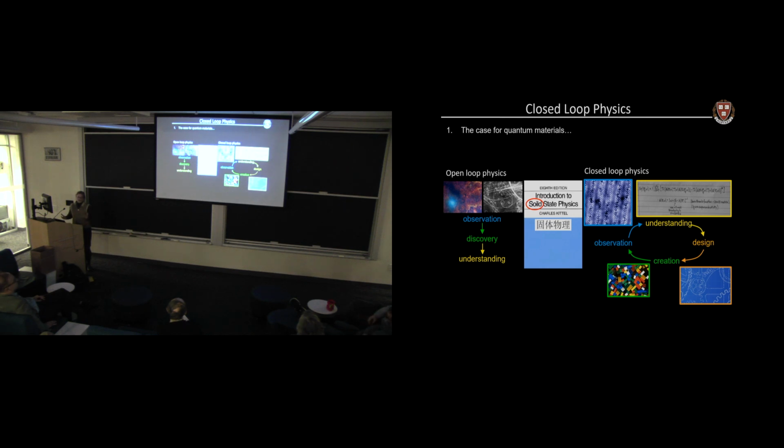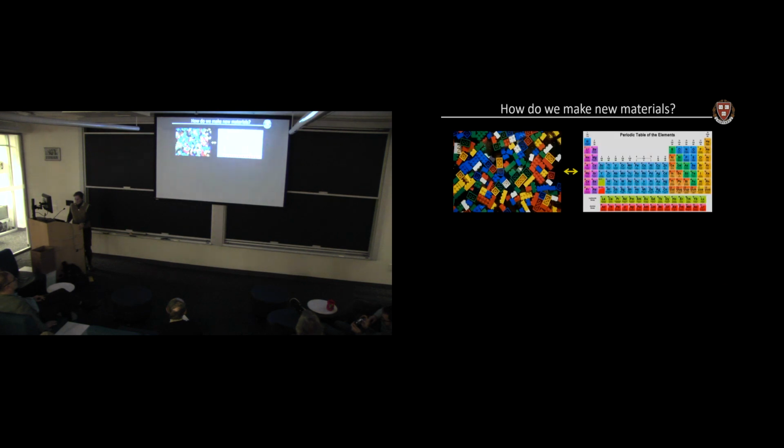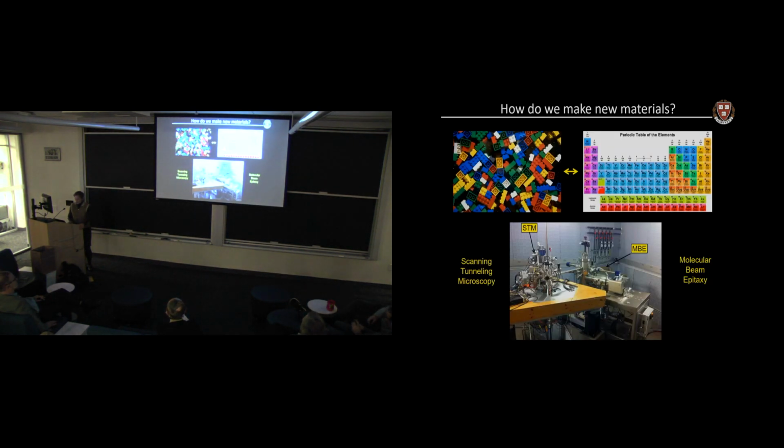And this is an area of physics where, in addition to understanding the beauty of the world, we can actually take steps to influence the future of the world by creating new materials. So how do we make materials? In my lab, we have a molecular beam epitaxy system.